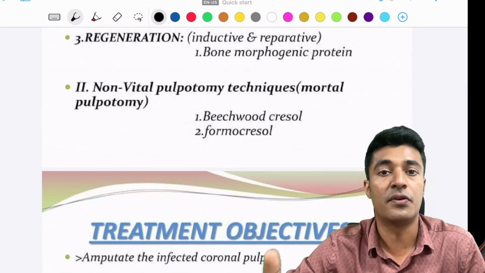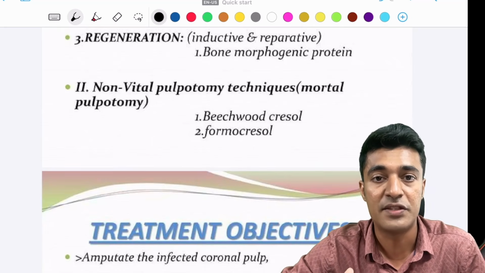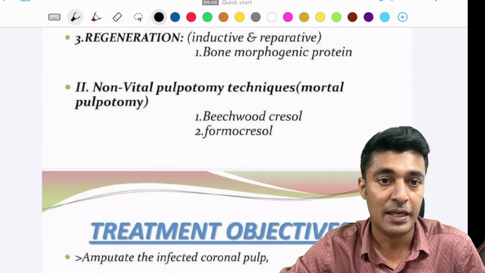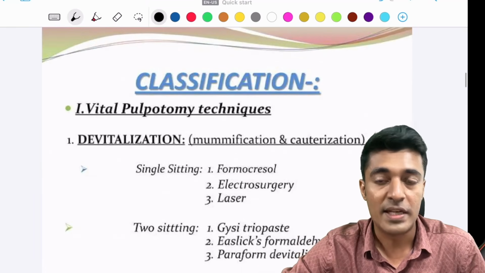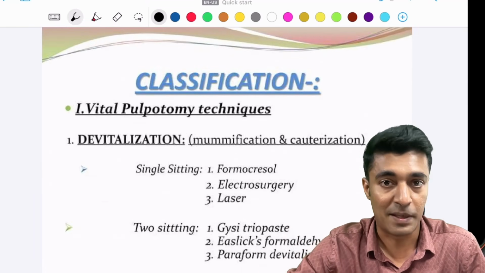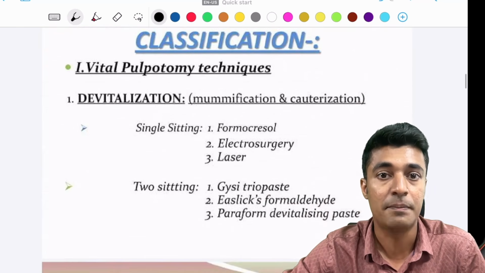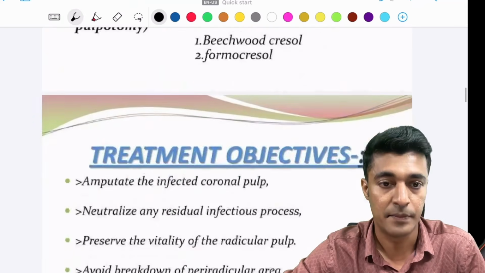And the materials used for non-vital pulpotomy include beechwood cresol and formocresol. So they are broadly classified into vital pulpotomy techniques and non-vital pulpotomy techniques. Under vital pulpotomy techniques, there's devitalization, preservation, and regeneration.